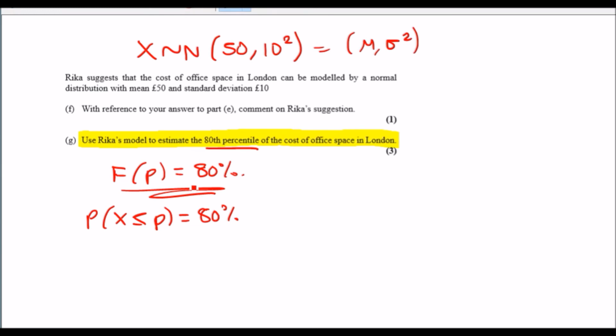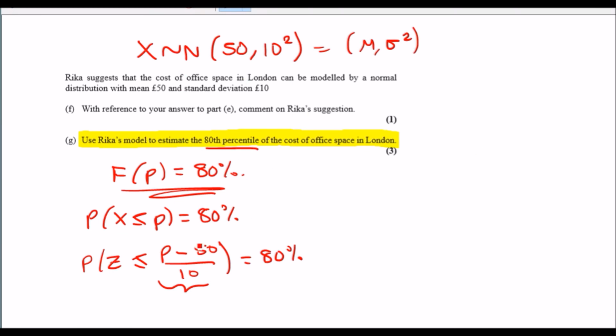The key idea here is to simply look at the table for the 80% value and match it with the inside of this. But to do this, first let's rewrite this in the correct normal distribution format. So this would be the probability that Z is less than or equal to P minus the mean, which is 50, over the standard deviation, which is 10. And again, this equals 80%. And the Z value in the table which corresponds to 80% is equivalent to that.